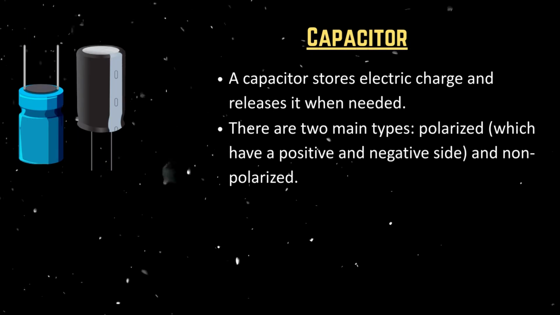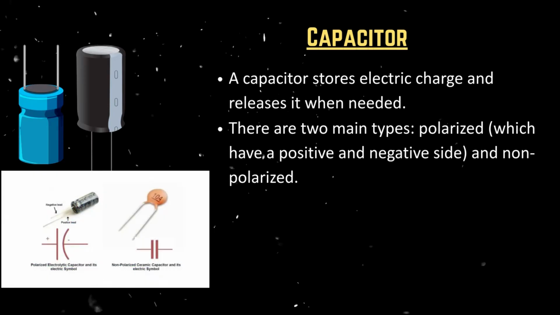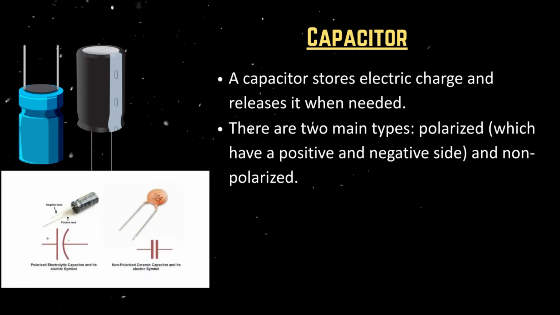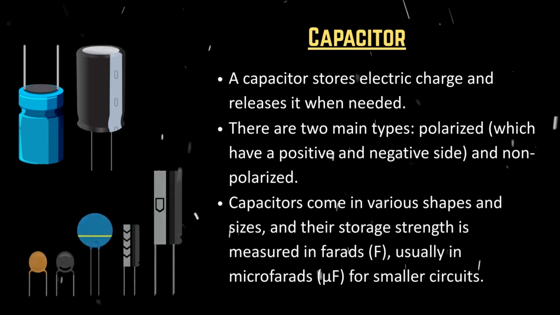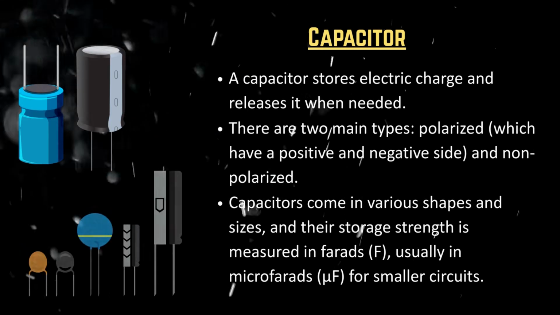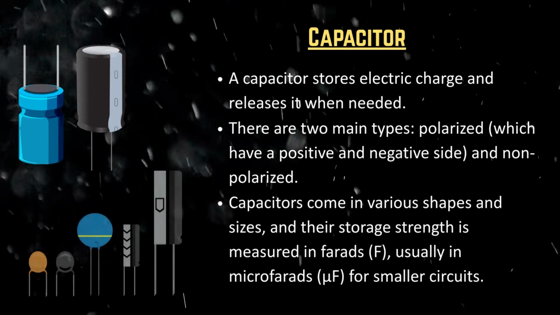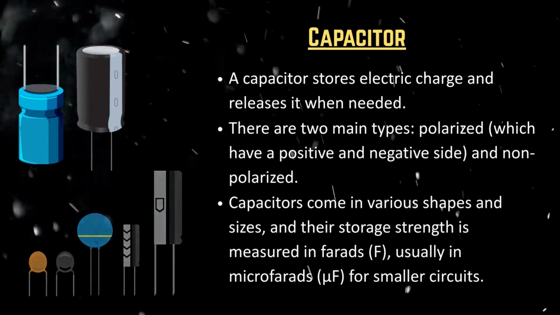There are 2 main types: polarized, which have a positive and negative side, and non-polarized. Capacitors come in various shapes and sizes, and their storage strength is measured in farads, F, usually in microfarads, μF, for smaller circuits.